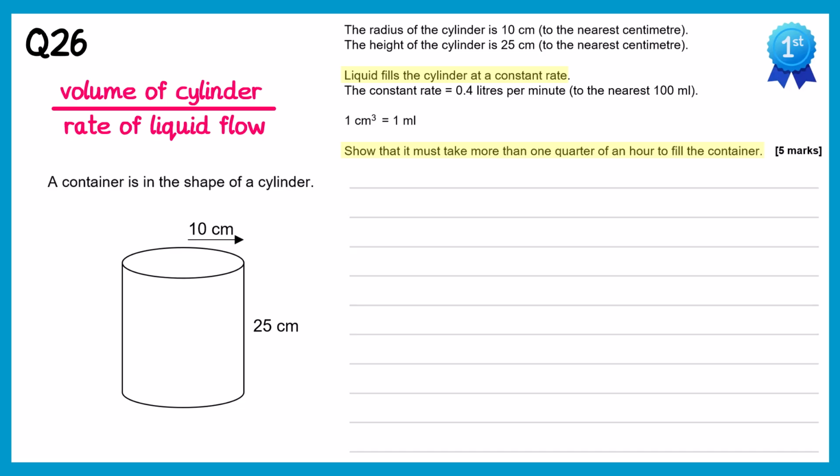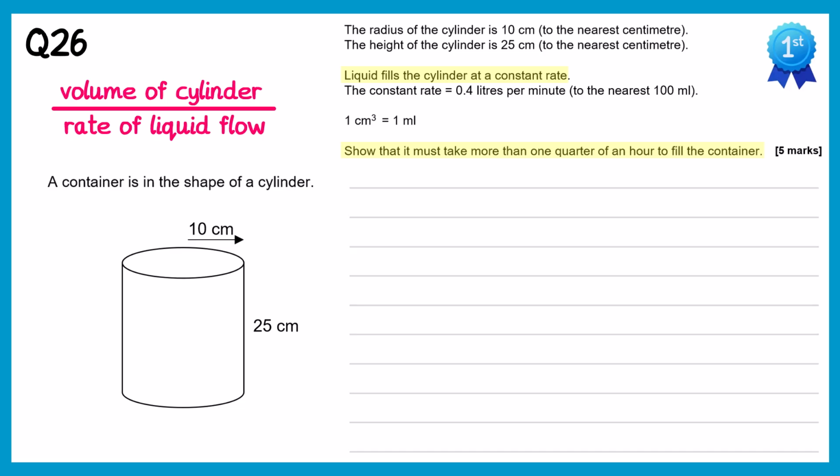The question is asking us to show that it takes more than 1/4 of an hour to fill the container. So all of this range of possible values needs to be greater than 1/4 of an hour. So the value we're particularly interested in is the lowest possible time that it could take. To find the lowest possible time it takes, we want this cylinder to be filled as fast as possible.